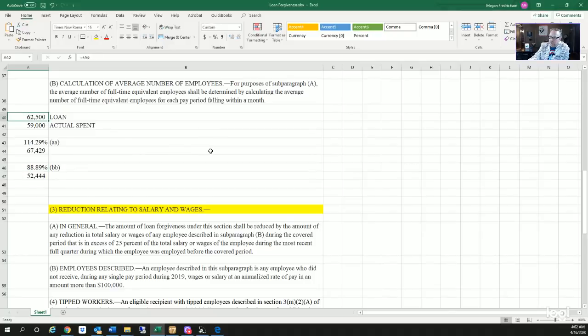So 62 was the loan, okay? Actually, what was spent was 59, okay? But if you do this ratio, you come up with 67, which is higher than the loan. You do this ratio and you come up with 52, which is less than what was spent and less than the loan.